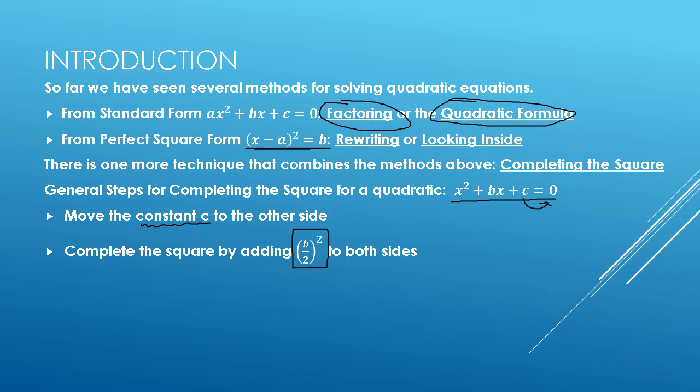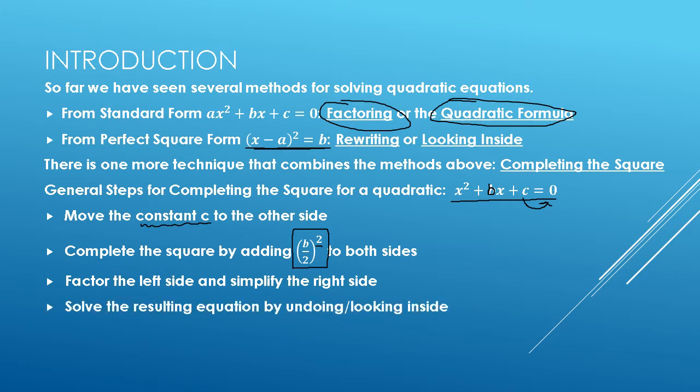So what is this? Well, this is half of the b. So this is the b here. You want to take half of that and then square that number, and I'll show you how to do that. That's going to mean that we're going to be able to factor the left side as a perfect square. And on the right side, we'll have some simplifying to do as well. And then we'll be able to solve the quadratic by undoing. So let's take a look.